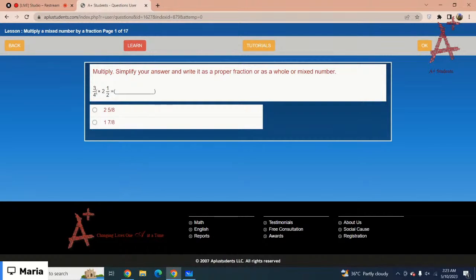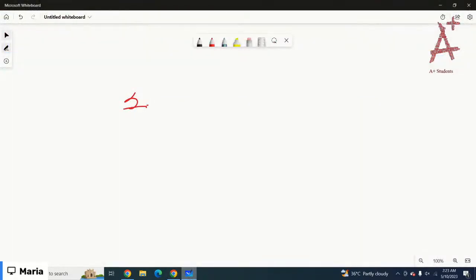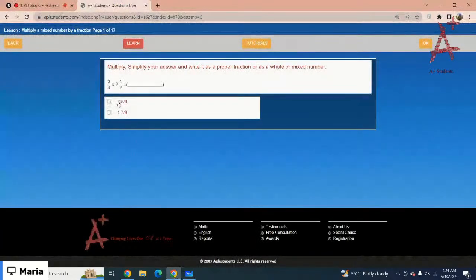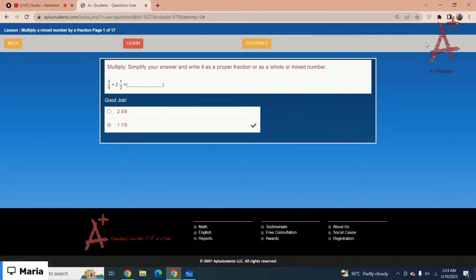Got it? So 3 times 5 is 15 and 4 times 2 is 8. It would be 15 over 8, and 8 times 1 is 8. It would be 1 whole 7 over 8. The correct option is 1 whole 7 over 8.